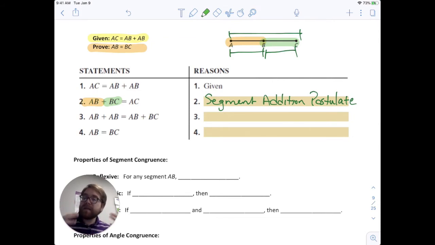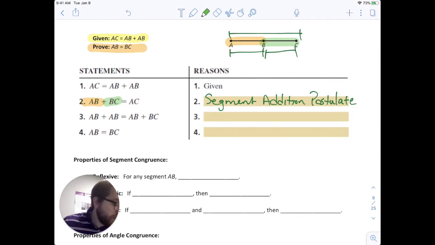Okay? So that's a big thing with proofs: I know this is where I'm going. I'm trying to prove that AB is equal to BC, but how can I get there? How can I put these things together? And the segment addition postulate allows us to do that, to say that the two parts add up to the whole.